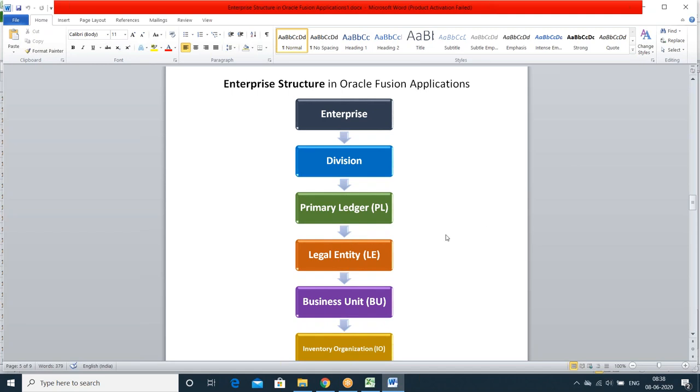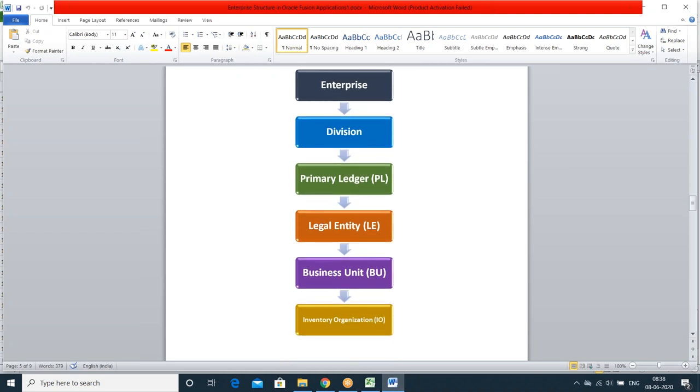If you are going to maintain any organization data in the Fusion applications, this is the structure we have to follow. On top level, we should maintain the enterprise where we can maintain the employees' data. We have not discussed division yet. We'll talk about it. It's not primary and not mandatory, not compulsory as per the business. But we'll talk about why Oracle has given it, where we can use it, and we'll go with some examples.